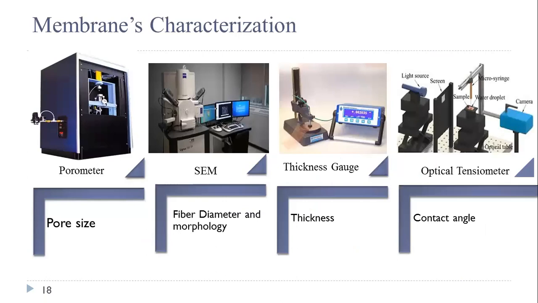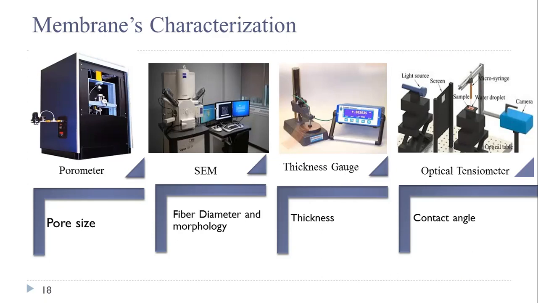After we produce the membranes, we have to characterize them because we have to know the information, the data of the membrane to see if it's suitable to be used in such applications. Porometer is the machine that we use to measure porosity and pore size distribution. SEM is used to measure the fiber diameter, the morphology. We can even use it to measure the thickness of the membrane, but we also have another machine that measures the thickness, which is the thickness gauge.